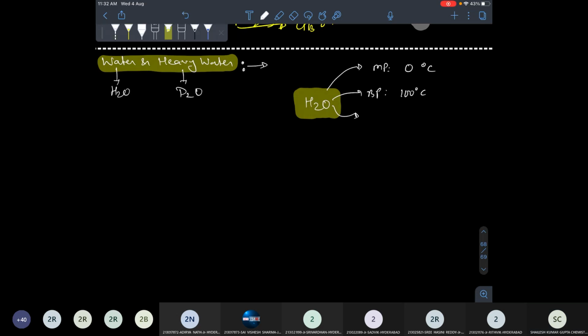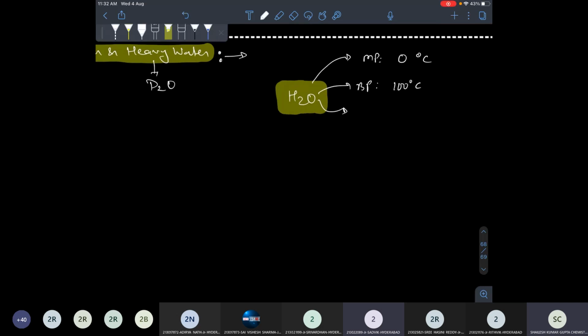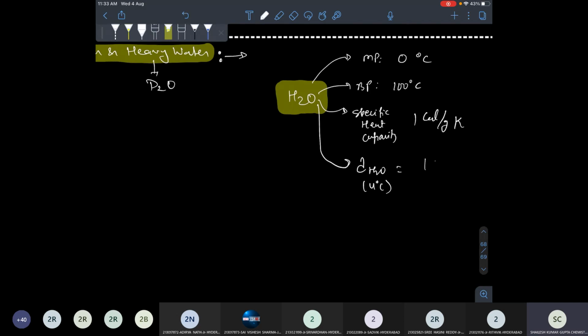Specific heat capacity. Tell me. One calorie per gram per degree. Right? Density. When I'm saying density, I'm talking at 4 degree, it is 1 gram per ml. Molecular weight, every one of us knows about it.